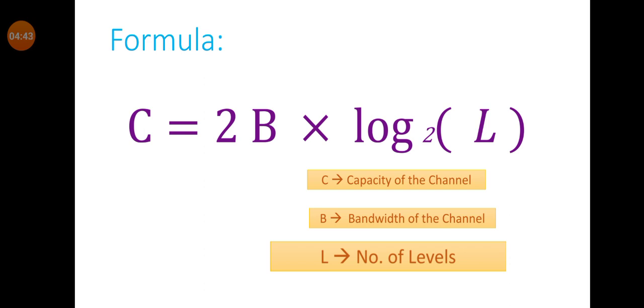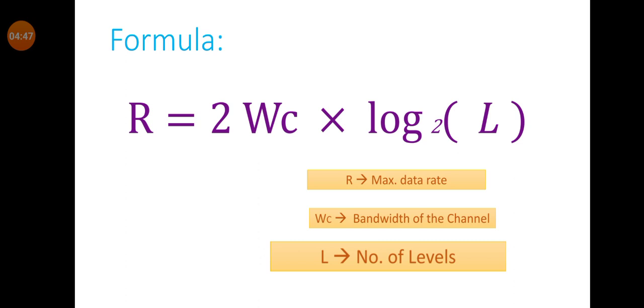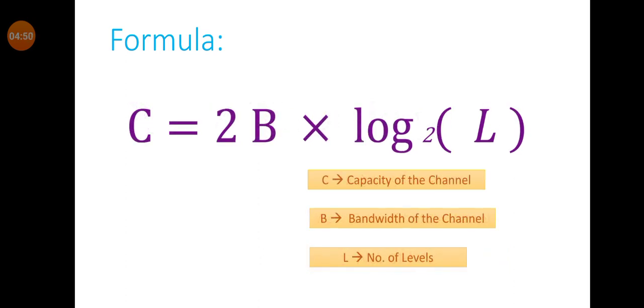Means instead of R from the previous formula we are using C here, instead of WC we are using B. Both mean the same. You can use any of the formulas here. So C represents capacity, that also can be represented using R. B represents bandwidth, which can also be represented using WC. And remember one thing, bandwidth is measured in terms of hertz. Bandwidth of any channel is measured in terms of hertz.